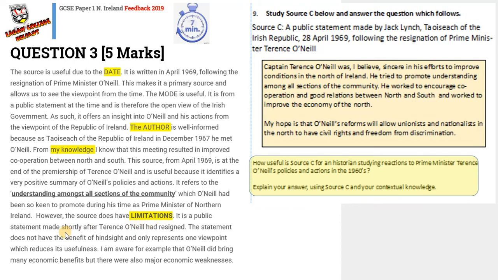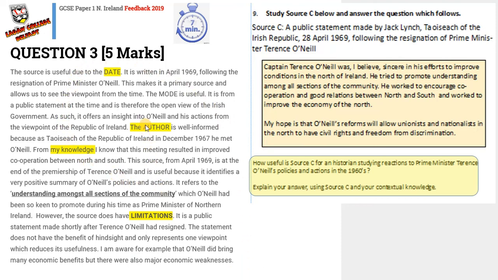First of all, it's a public statement made shortly after Terence O'Neill had resigned. The statement does not have the benefit of hindsight and only represents one viewpoint, which reduces its usefulness. I am aware, for example, that O'Neill did bring many economic benefits, but there were also major economic weaknesses. That is your 5 marks. So your 5 marks are in there.